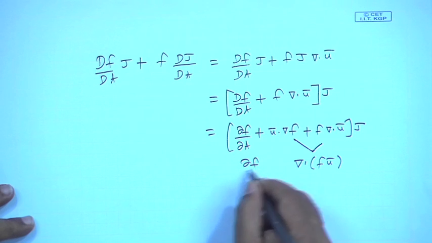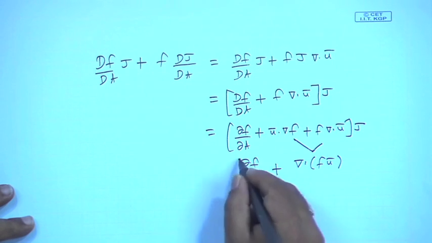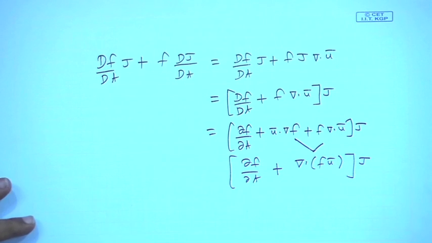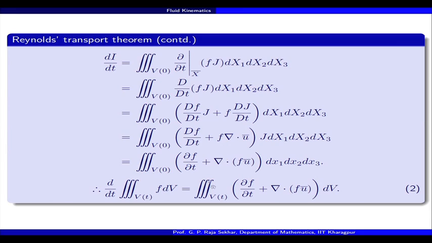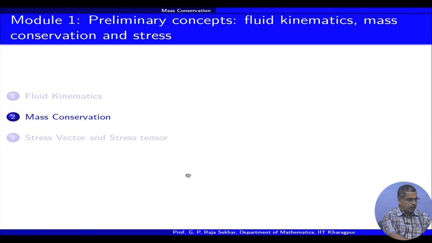Therefore, this is what we have written here. That is what we have got. The total rate of the total amount is equal to this. That means, if you take any fluid property f, let it be density or temperature or energy, how it is changing over a fluid element is indicated by this. This is a very useful tool to derive conservation of mass.